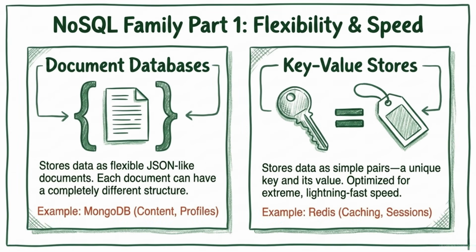NoSQL Family Part 1, Flexibility and Speed. The NoSQL family starts with 2 powerful members. Document databases like MongoDB store flexible JSON-like data. Each document can have a completely different structure, perfect for content and user profiles. Key-value stores like Redis store simple, unique key-value pairs, optimized for lightning-fast retrieval, perfect for caching and real-time session management.